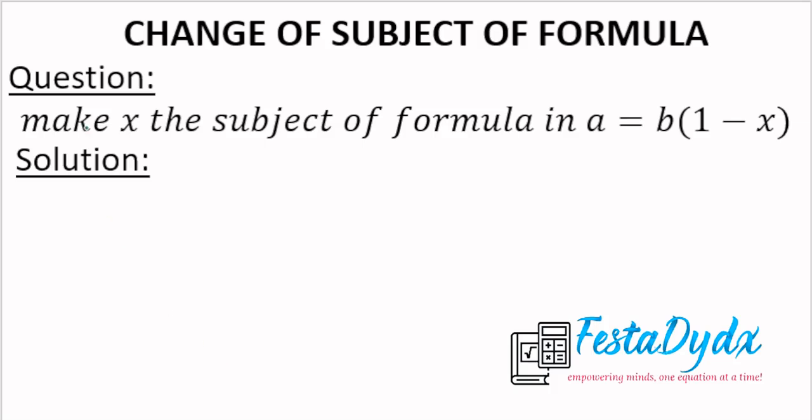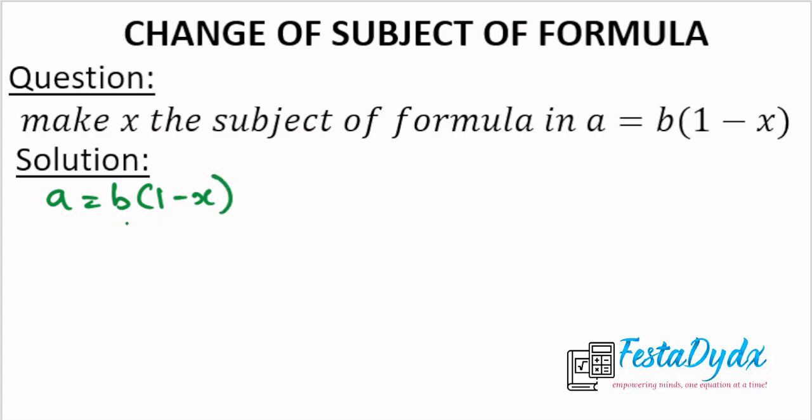Hello viewers, here we have a question on change of subject of formula where we have to make X the subject of formula in A equals B bracket 1 minus X. So the first thing we're going to do is to expand this bracket. So A is equal to B times 1 is B, B times minus X is minus BX.